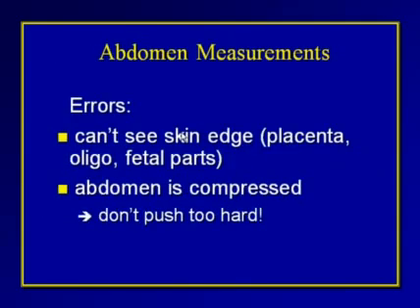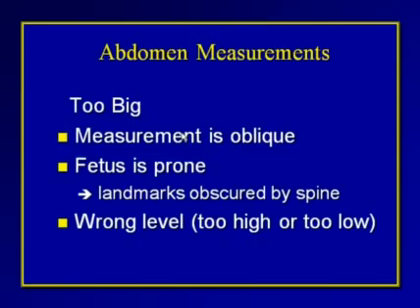When errors get made with abdominal measurements, it's often because you can't see the skin edge. There's a placenta in the way, oligohydramnios is preventing you from seeing the true edge of the skin, or there are fetal parts, there's an elbow, there's a knee, something's in the way. Or sometimes what happens is because of compression from the ultrasound probe, the abdomen itself is compressed and becomes too oblique. When the measurements are too big, it's typically because the measurement has been taken in an oblique plane rather than a true axial plane.